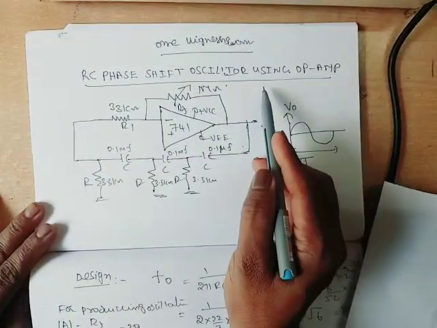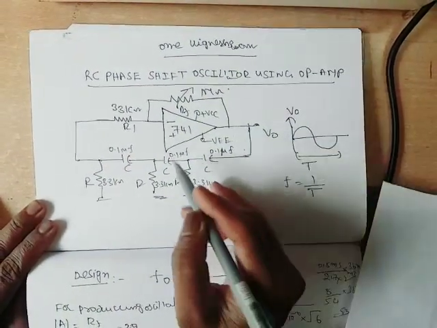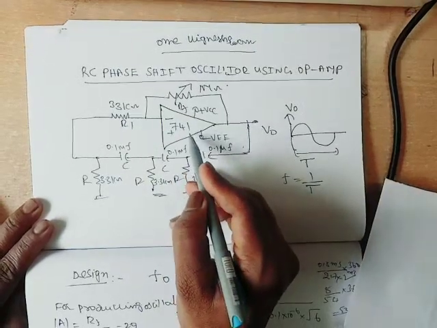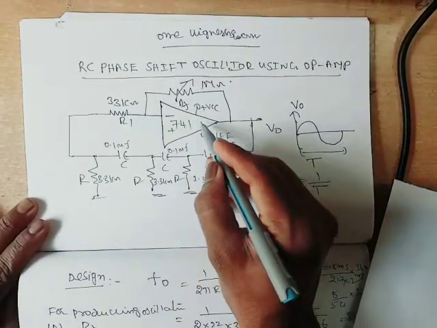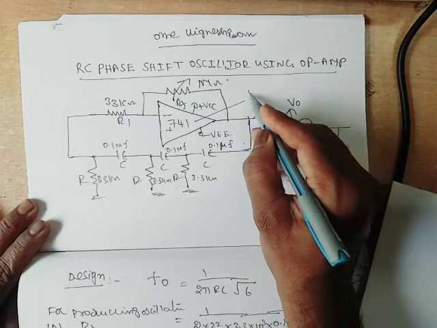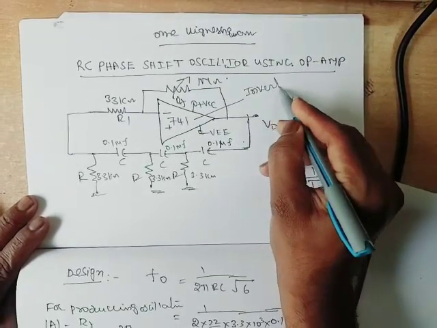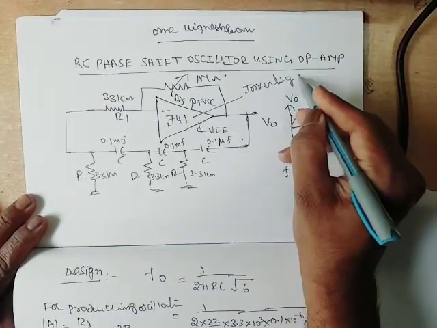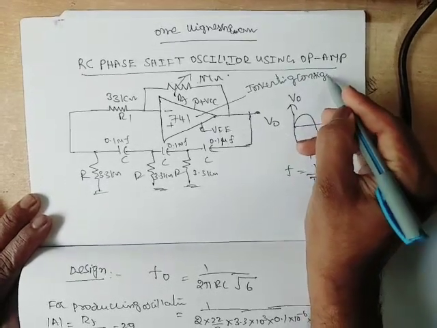RC phase shift oscillator using op amp. Here we use the 741 IC. The op amp is in inverting configuration.